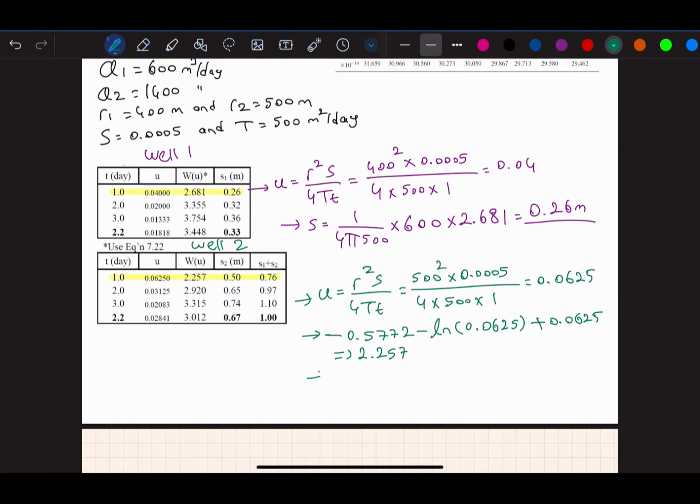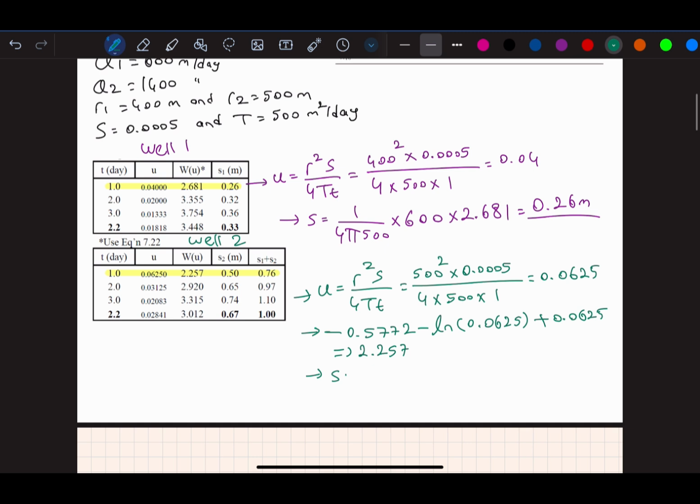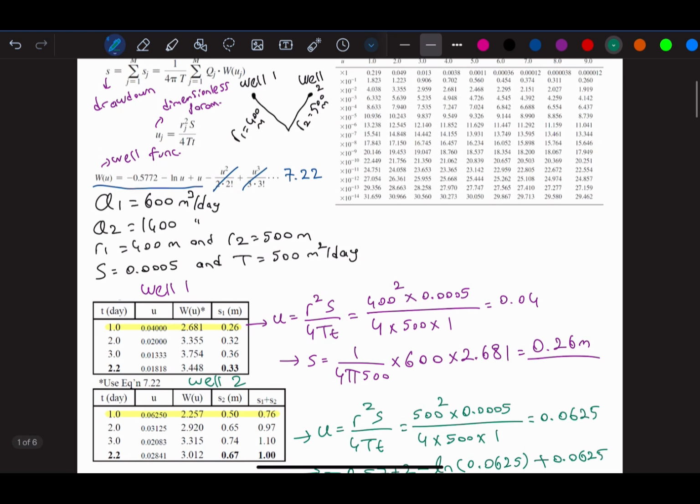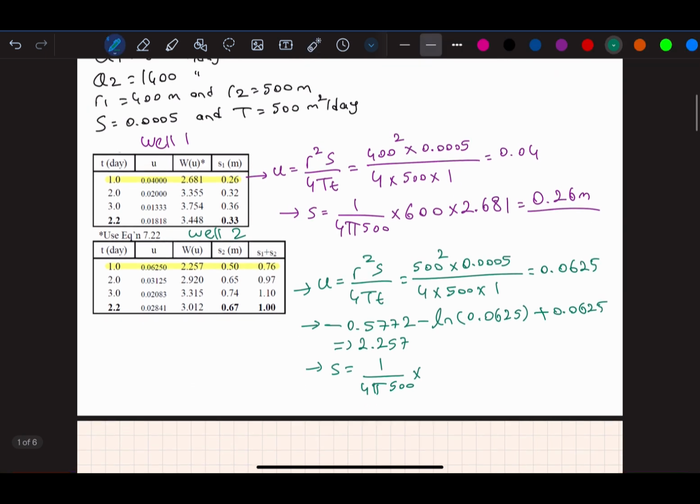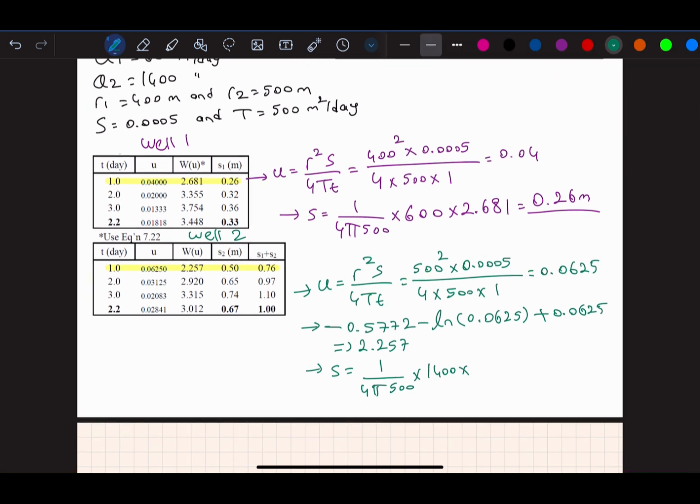And similar to the previous well, which is well 1, we will calculate the drawdown, which is s. So we have 1 over 4 pi, and we have transmissivity as 500. You can follow it from here. We have 1 over 4 pi transmissivity times Q, flow rate, and well function. So flow rate was 1400 times 2.257, and this is going to give 0.5 meters.